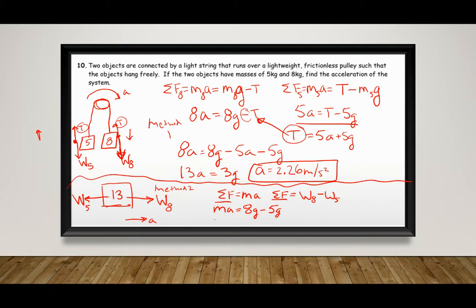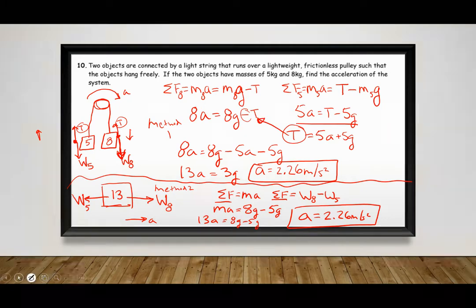So I end up getting 13a equals 8g minus 5g, which is 3g. So then in that case, I end up getting 2.26 meters per second squared. So you'll notice I get the exact same answer both ways, okay? But you have to pick the way that conceptually makes the most sense to you when you're doing that problem.